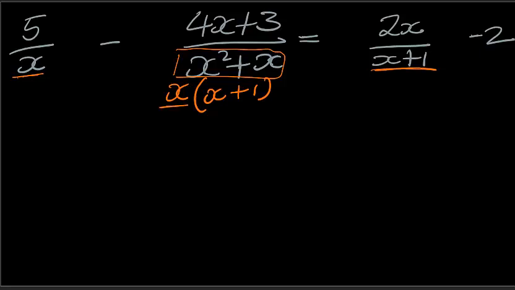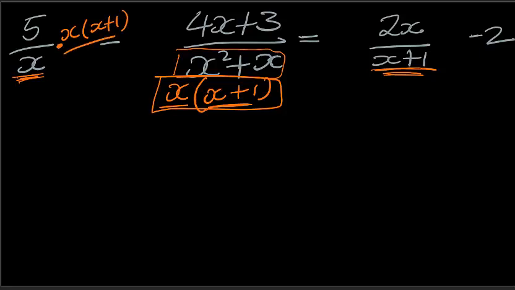Now I've got x here, which is the same as that, and I've got x plus 1, which is the same as that. So in essence, this here is going to be my lowest common denominator. I am going to multiply by x times x plus 1 over 1. This one I'm going to times x plus 1, here I'm going to multiply by x times x plus 1, and on this negative 2, I am going to multiply by x times x plus 1.